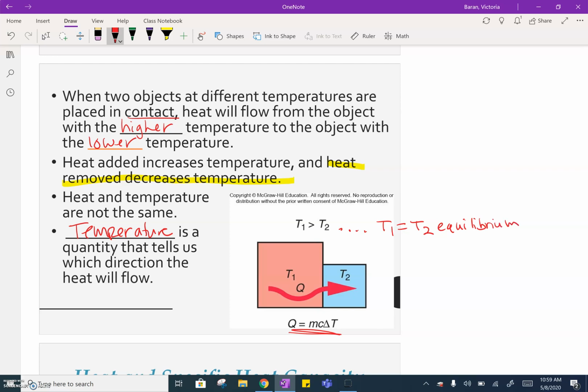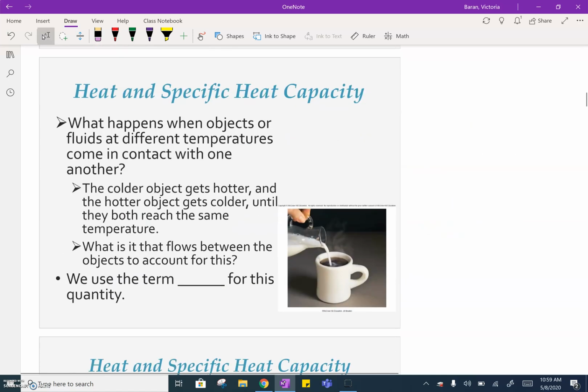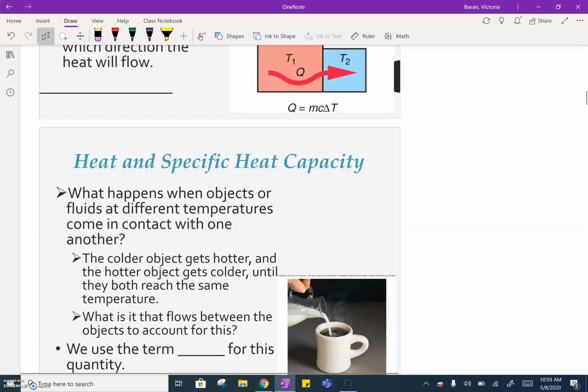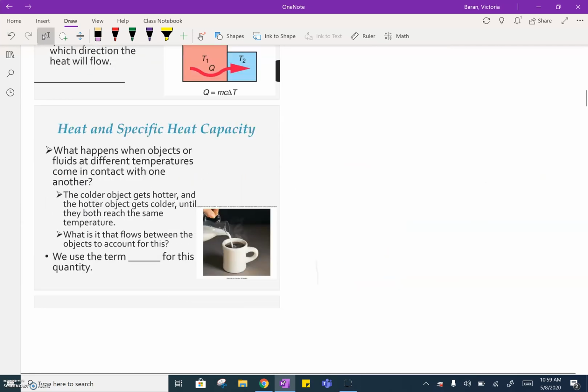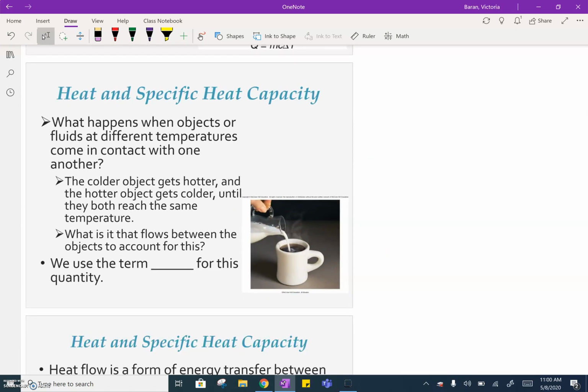Or thermal equilibrium, and they'll be at the same temperature. So here's an example. This is very abstract. Let's talk about some actual real world examples.